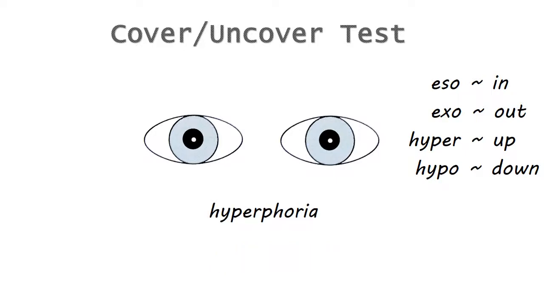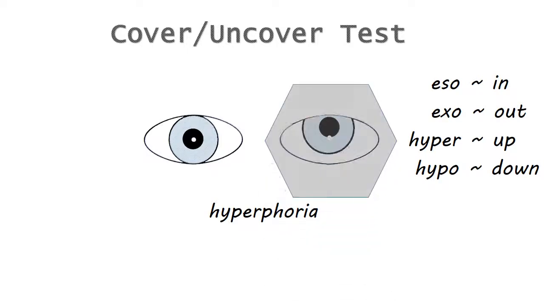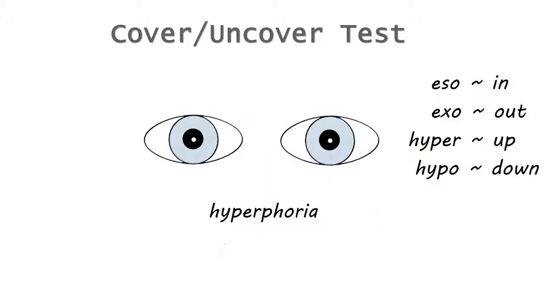Okay, let's watch another one. This patient has a hyperphoria, so you see that left eye move upwards when it's occluded and back into place when the occluder is removed.